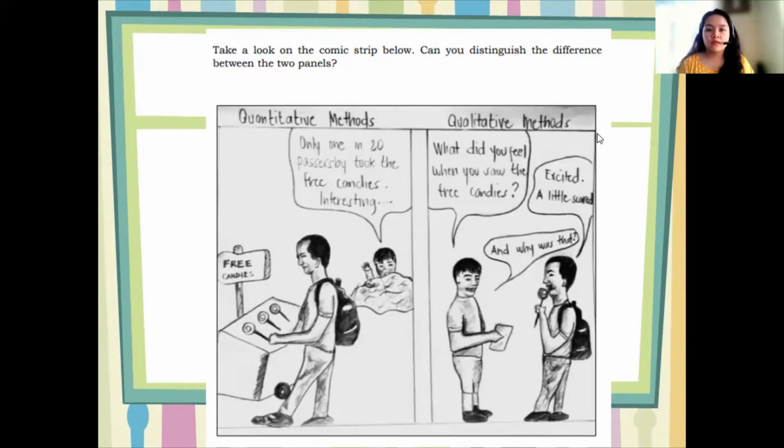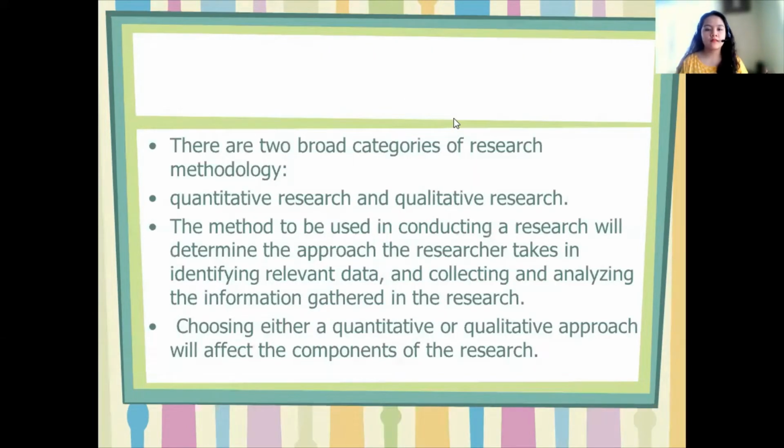So, from that simple illustration, ano ba ang pagkakaiba ng quantitative and qualitative method? Let's see furthermore kung madidistinguish nyo. There are two broad categories of research methodology. So, quantitative and qualitative are called research methods. So, please remember that. Research methods, qualitative research, or quantitative research.